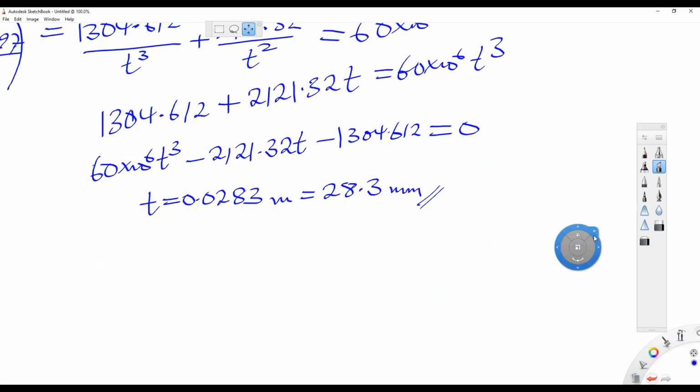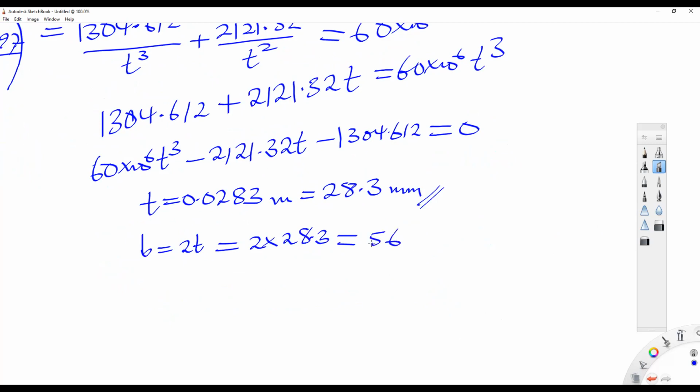From this, we can determine the B. We know that B is equal to 2T. So B now will be 2 times 28.3, which is equal to 56.6. So if we have these parameters for that bracket, then we can say that it's safe. Based on the loading in the bracket, the stress induced in the bracket will not exceed the allowable stress for that bracket.